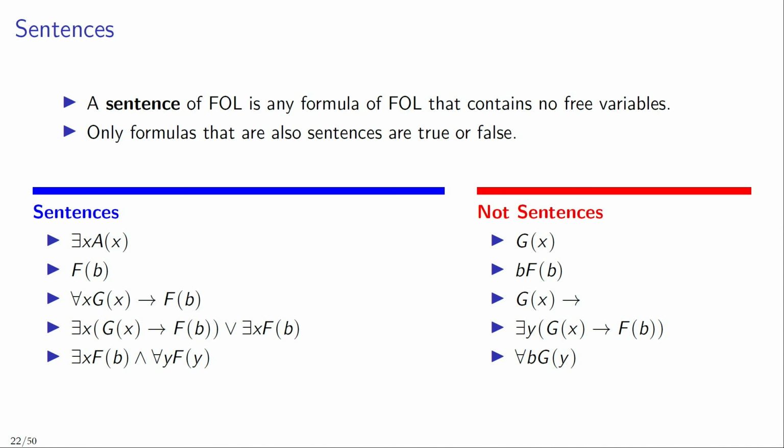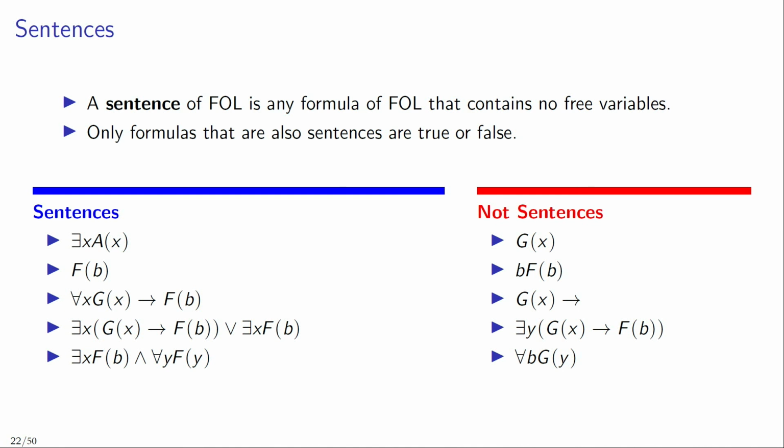Then in the fourth line, we have the sentence, either there's an x such that if gx, then fb, or there's an x such that fb. We only really have one occurrence of a variable, that's the variable x on the left-hand side, and that's bound by the existential quantifier, so no free variables, so that's a sentence. And then finally, the sentence, there's an x such that fb, and for all y fy, that is also a sentence since there are no free variables.